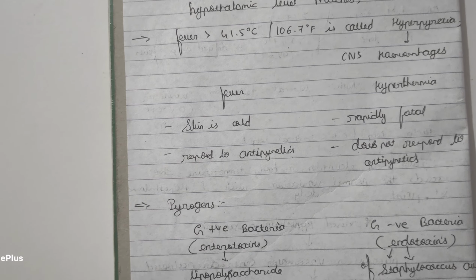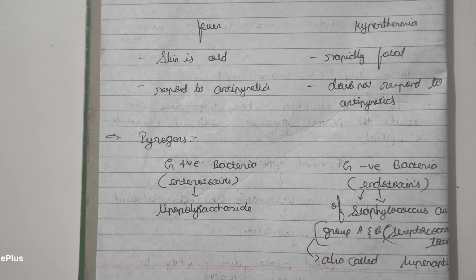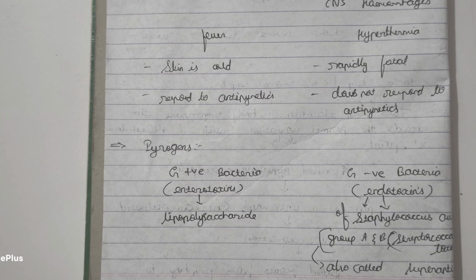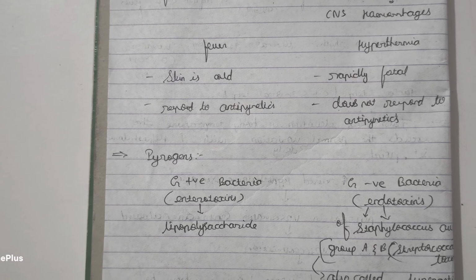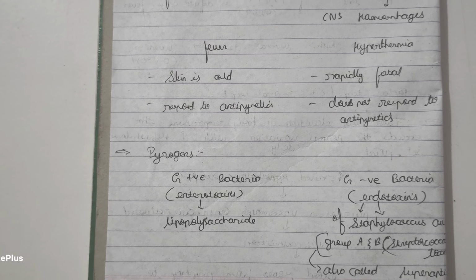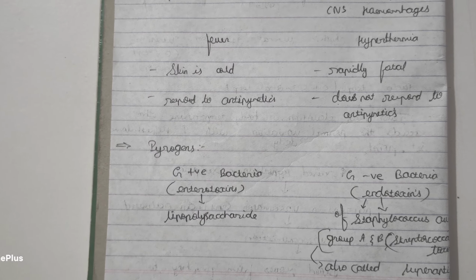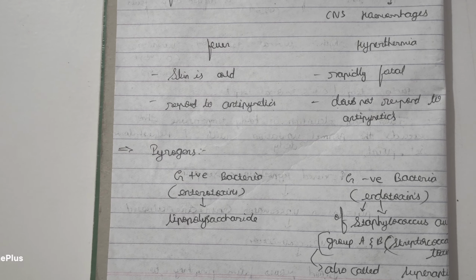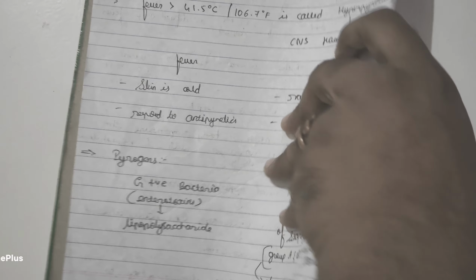Okay, we'll see some agents that cause fever. They are called pyrogens. There are some bacteria and chemical mediators. The bacteria are gram positive, mainly lipopolysaccharide, and gram negative, like Staph aureus and group A and B streptococcus. They are also called super antigens. Remember this thing.